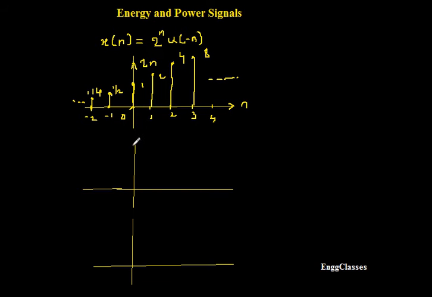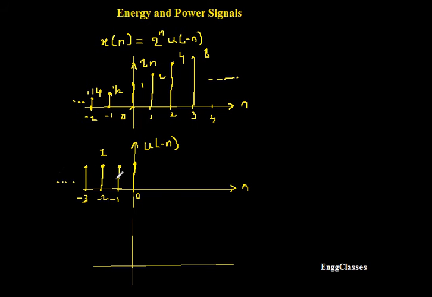Next, let me also draw u of minus n with respect to n. So what will be u of minus n? First I should know what u of n is. u of n is nothing but the unit step signal. u of minus n is its reflected version. So how does that look? We already know how u of n looks, so take the reflected version of that. It looks something like this. Is that okay? With amplitude 1 everywhere. This is 0, minus 1, minus 2, minus 3 and so on.